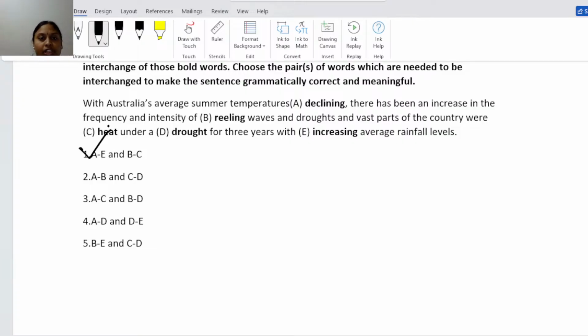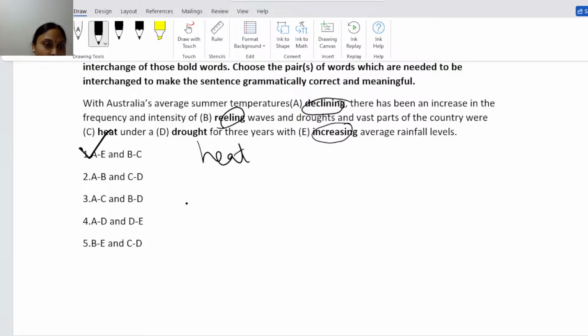So with the Australian, A to E. Here, Australian average summer temperature declining is decreasing. So increase in the frequency and intensity of the heat. Summer season means heat will be there. So that's why here, reeling will be replaced with heat, and here, summer season means day by day temperature will increase, not decrease. So that would be replaced with increasing. So the answer will be A to E, B to C.